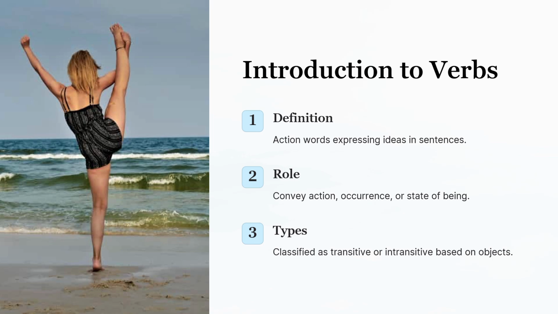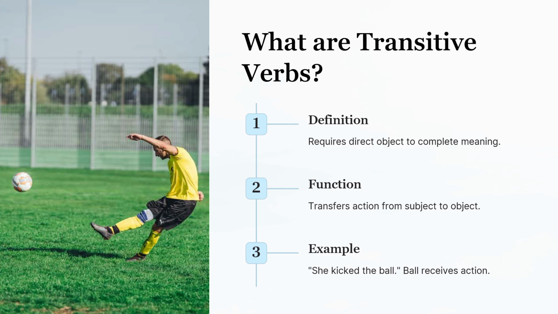Now, verbs are not a monolith. They are divided into different types based on their functions within the sentence. And today we're just going to focus on two primary types, which are transitive and intransitive verbs. Understanding how these verb types function is important for effective sentence construction. Okay, so first let's start with transitive verbs.